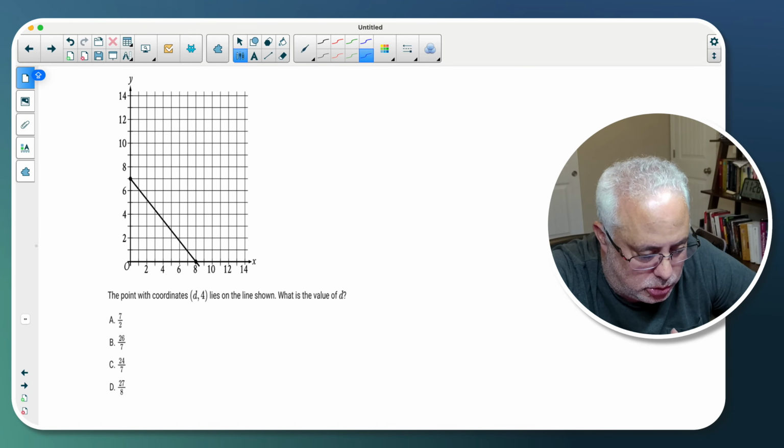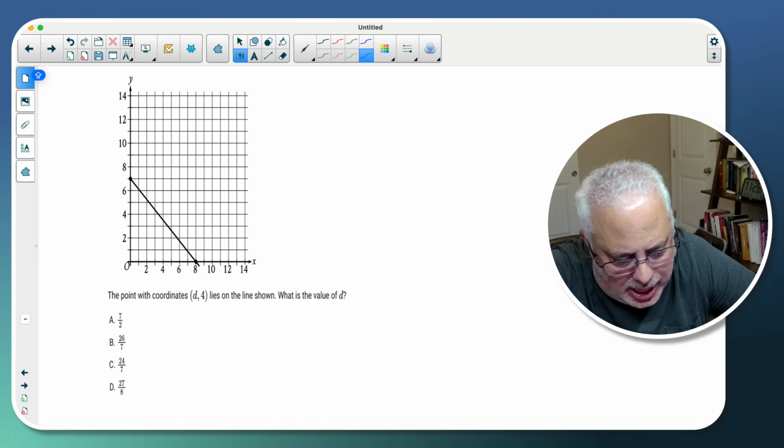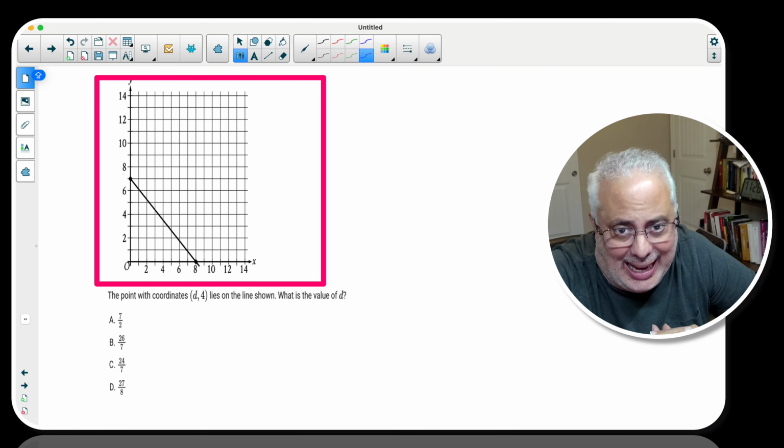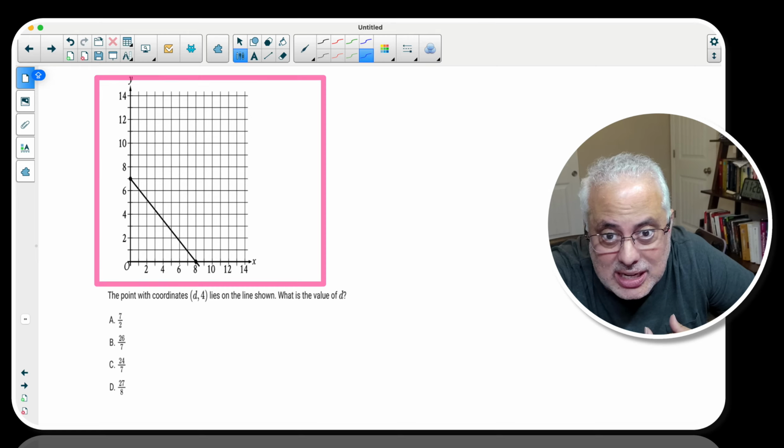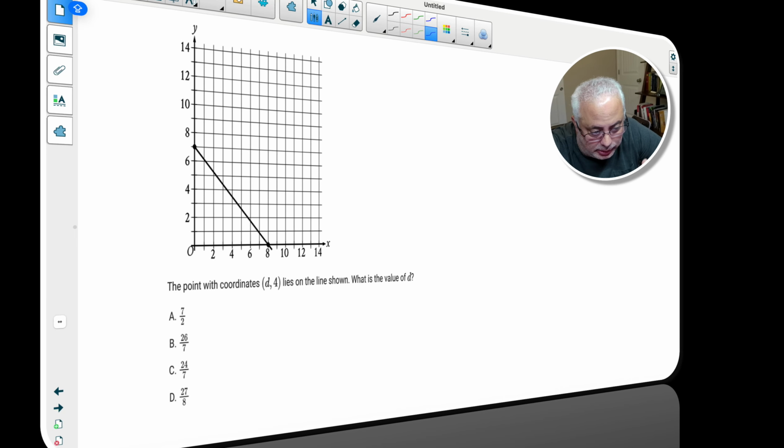This question is also a hard algebra question. We have a graph of a line. The line is decreasing. The slope is negative. Just keep that in mind. Remember that it's playing with ideas, concepts, and numbers. They give us a point. The point is (d, 4). You can see that the x value is missing, and they said that the point lies on the line. What is the value of d? So it's a point on the line, and I know the y, but I don't know the x.